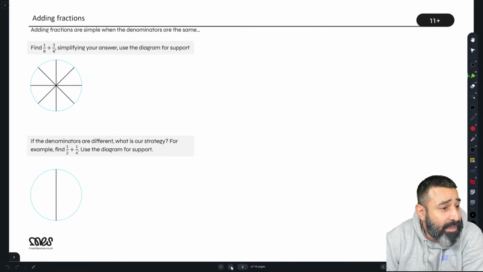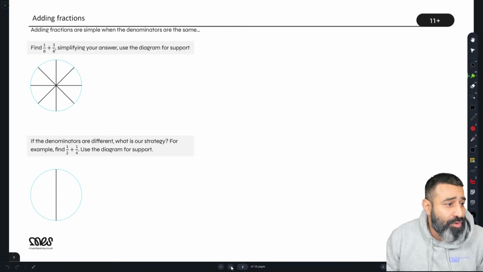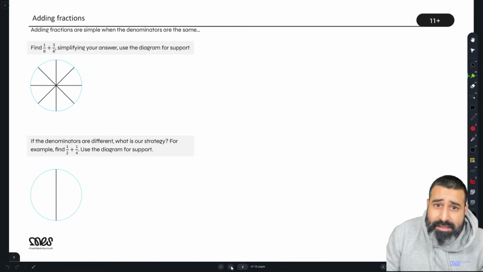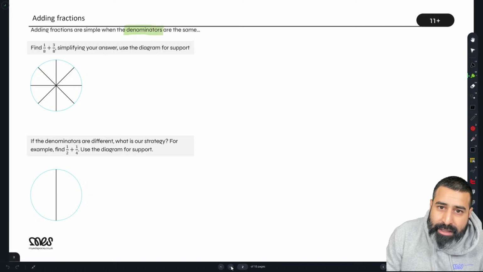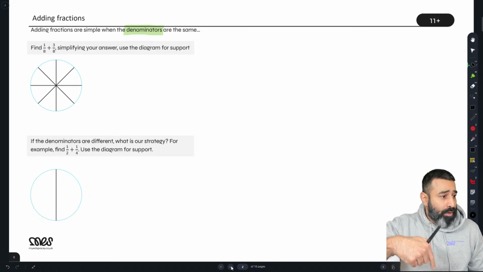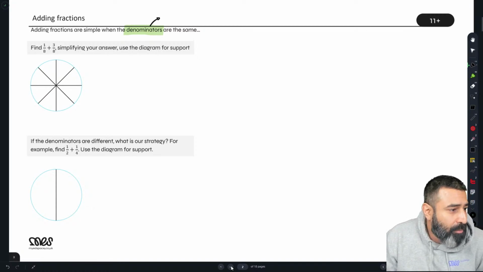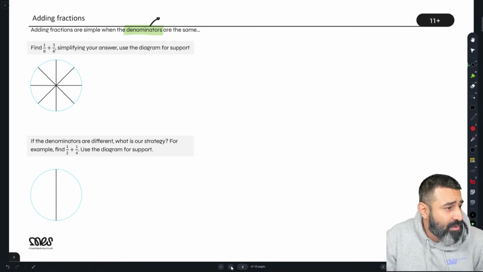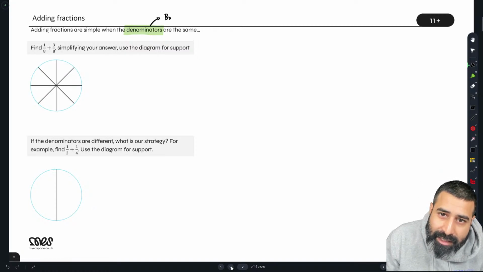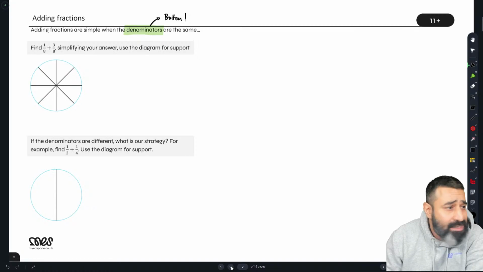So, adding fractions. Adding fractions people normally don't like, okay? Adding fractions is actually quite simple when the denominators are the same. Now, what do I mean by the word denominator there? When we're looking at a fraction, is that the number at the top or the number at the bottom? Fire away in the chat. What is the denominator, the top number or the bottom number? All bottom, nice. Yep, this is the number at the bottom. Well done, guys. Fantastic start to the lesson.